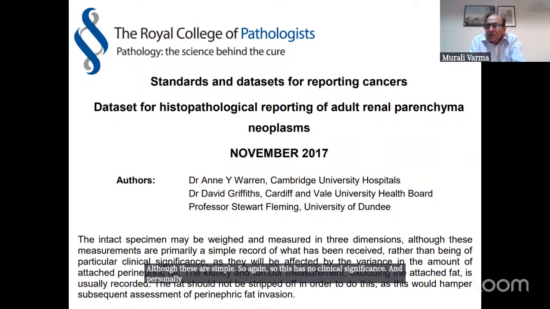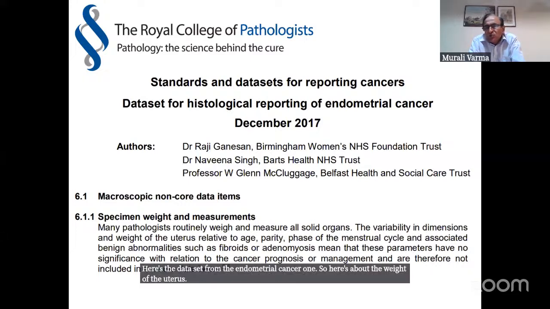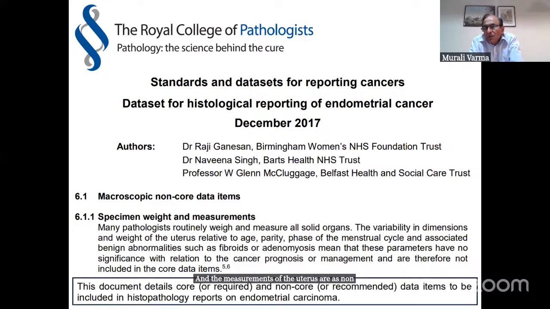So again, this has no clinical significance. And personally, I would have loved it if the guidelines said these should not be weighed and measured, because a nephrectomy specimen weight has no clinical relevance. So we should actively discourage the practice. Here's the data set from the endometrial cancer one. Here's about the weight of the uterus. It says many pathologists routinely weigh and measure all solid organs, and that the variability means this has little clinical significance, hence it's not included as a core data item. So the weight and the measurements of the uterus are non-core data items. The definition of a non-core data item means it's recommended but not mandatory. If it has no clinical significance, then why are we recommending it? Again, it's a 2017 document which is under review, and I hope this changes in the updated version.